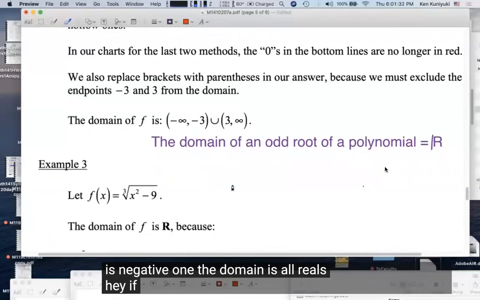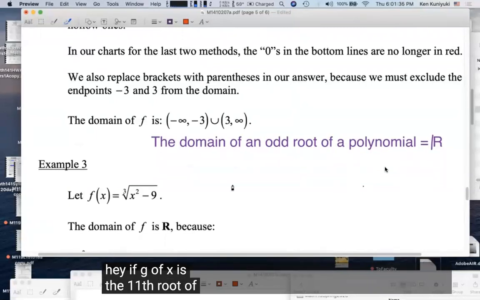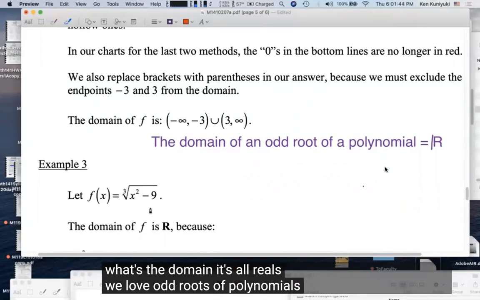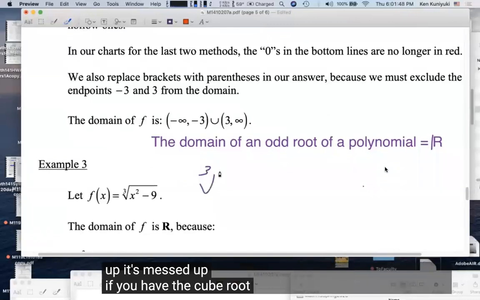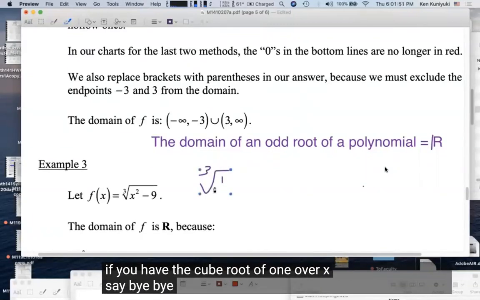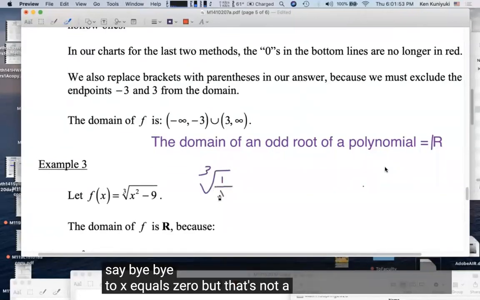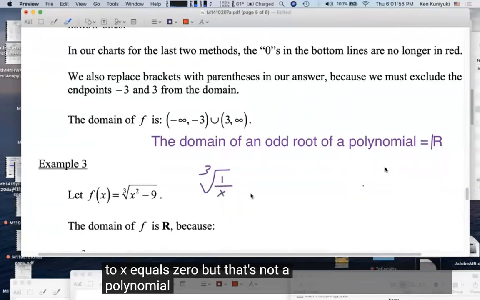Hey, if g of x is the 11th root of a 40th degree polynomial, what's the domain? It's all reals. We love odd roots of polynomials. Of course, whenever the radicand's messed up, it's messed up. If you have the cube root of 1 over x, say bye-bye to x equals 0, but that's not a polynomial. All right.